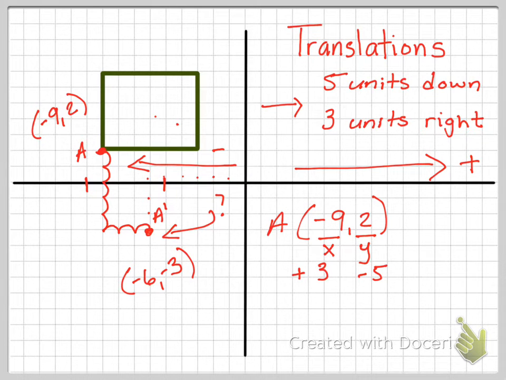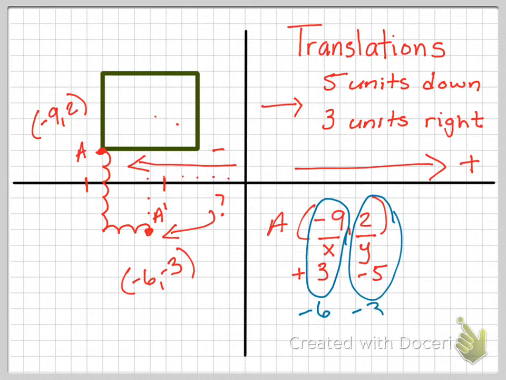Now let's just take a look at what I did and see if we could pull this off mathematically. If I take these two numbers, negative 9 and a positive 3, what would I get? Different signs, find the difference. Negative 9, positive 3, that would be a negative 6. And what about if I did it with the Y's? A 2 and a negative 5. Different signs, find the difference, sign of the higher number, that'd be a negative 3. That means my new value, my A prime, would wind up being negative 6, negative 3. And I did it without moving the figure.